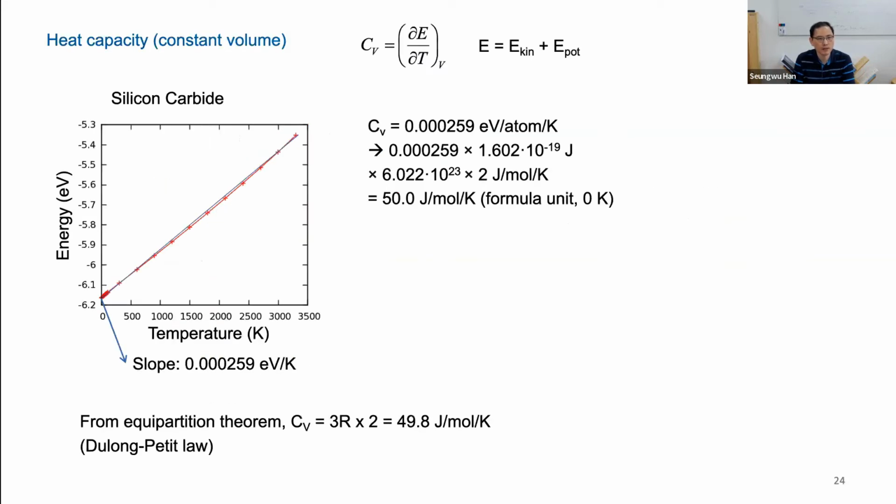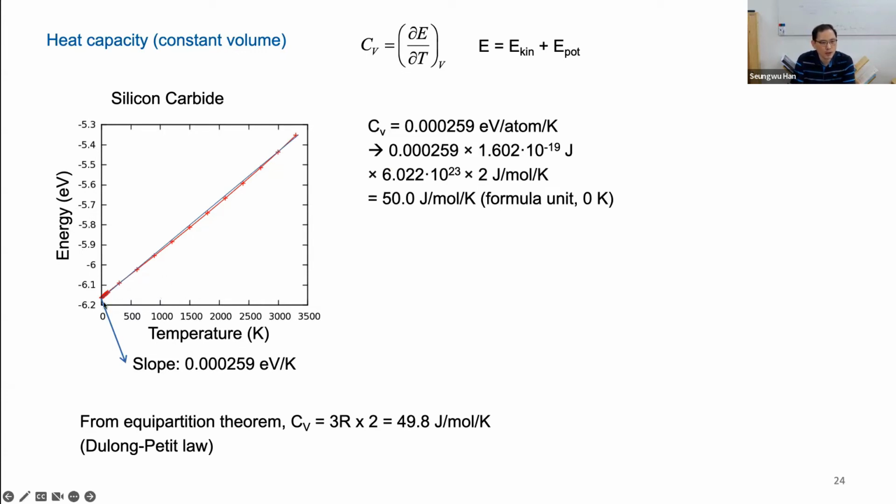Okay. And then we can calculate the heat capacity. The definition of heat capacity is the temperature derivative of the internal energy. And here, internal energy means kinetic energy plus the potential energy of the whole system. So you can do this. You can calculate this because you know the position and the velocity. You can calculate everything you need to compute that.